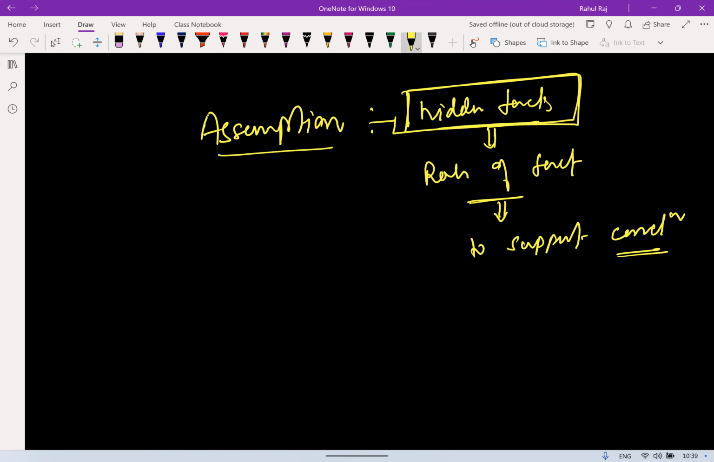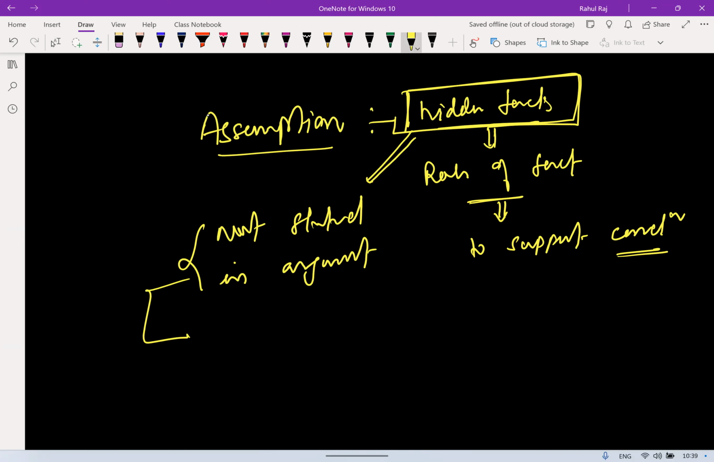When I say assumptions are hidden facts, hidden facts means what? Not stated in the argument. Obviously, it won't be stated in the argument. This is taken by default. Last class, I told you, please do not ever challenge the CR argument. When I've told you not to challenge the CR argument, it simply means assumptions are something which is taken by default. It is considered by default true.